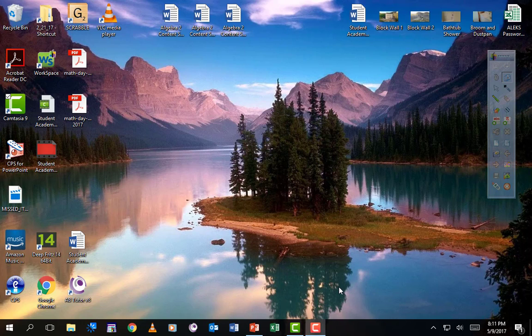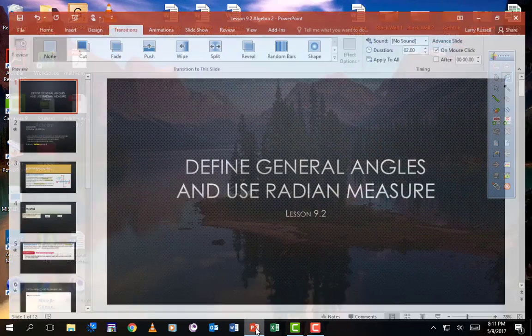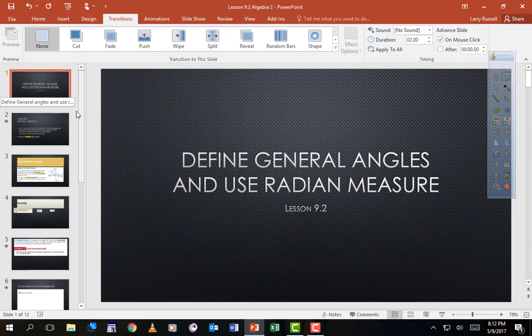Okay, so we're going to do 9.2 today. It has to do with radian measure. So it's a new angle measure, so it's kind of interesting, new idea. So let's take a look at this. Very fascinating stuff.